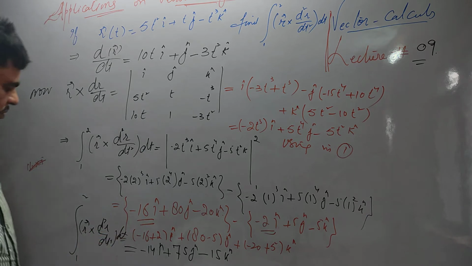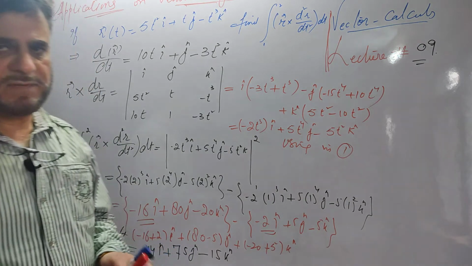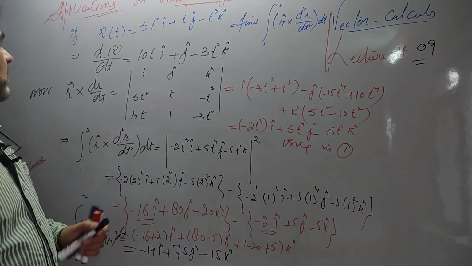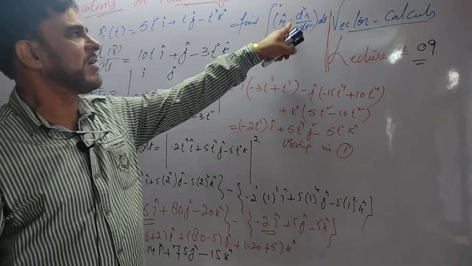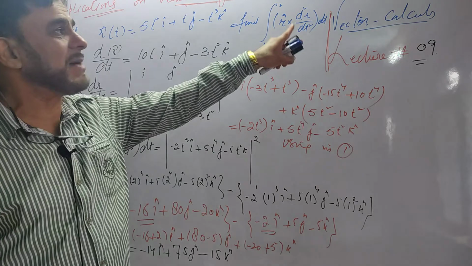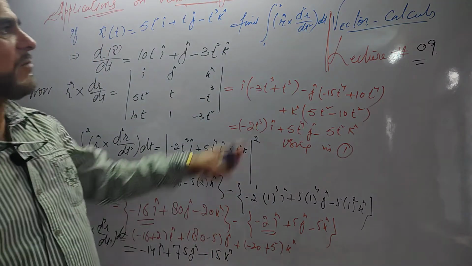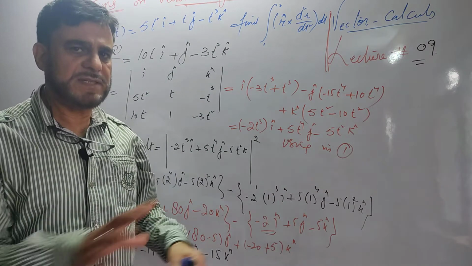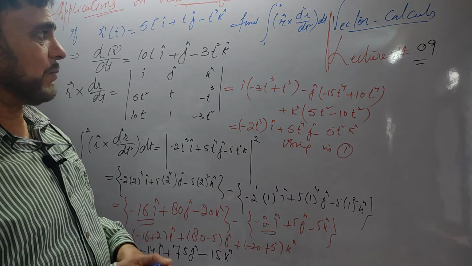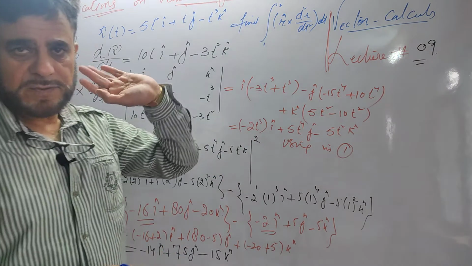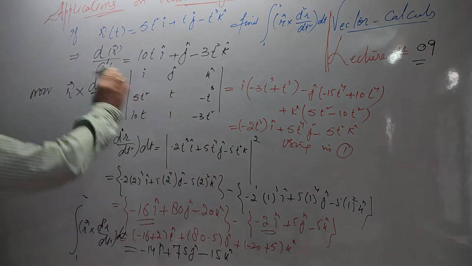You can come across questions like this, where you are given a vector point function in t, and you are asked to sometimes find r cross d2r by dt square, or sometimes r cross d3r by dt cube. When you have to find the cross product, you have to take the help of determinants. I will take one more example where I will use the dot product, and I will also discuss that application.